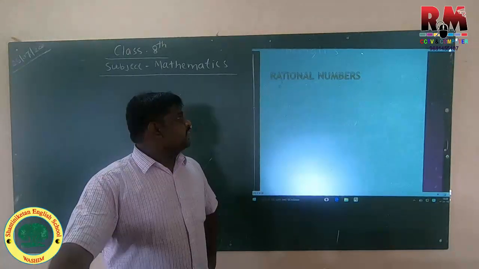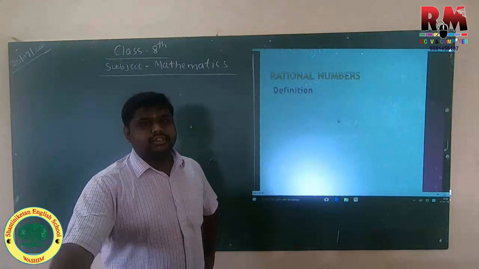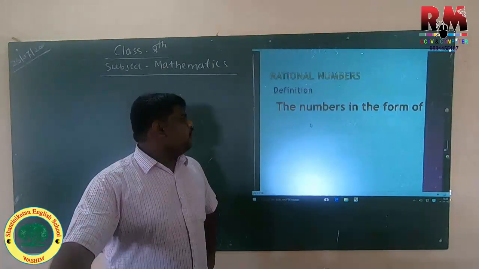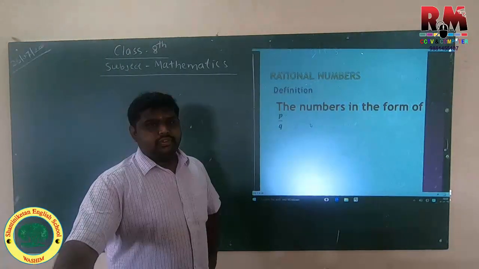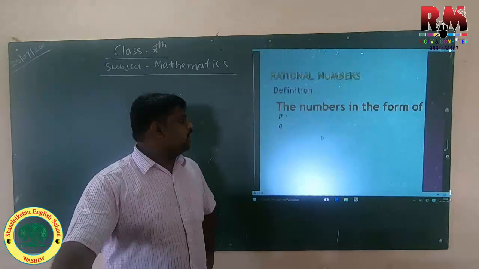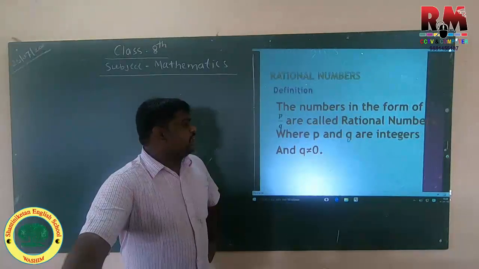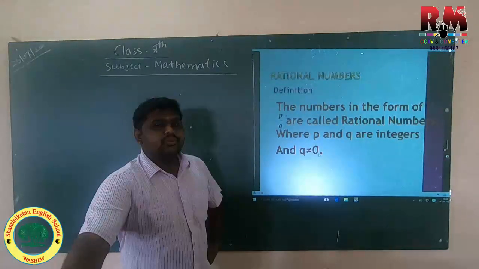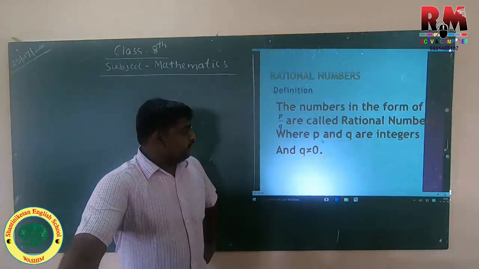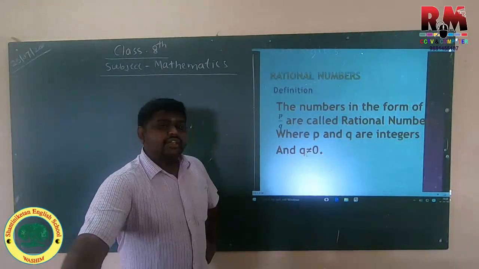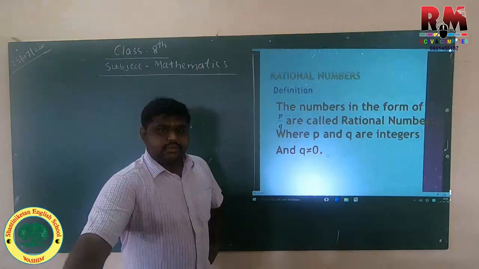Now first we see the definition of rational numbers. What are rational numbers? The numbers in the form of p upon q are called rational numbers, where p and q are integers and q not equal to 0. This is a very important condition. Okay, p and q are integers and q not equal to 0.